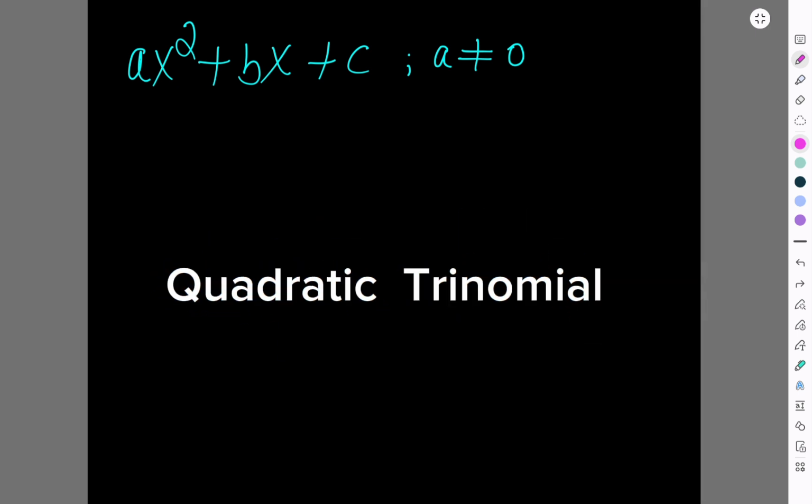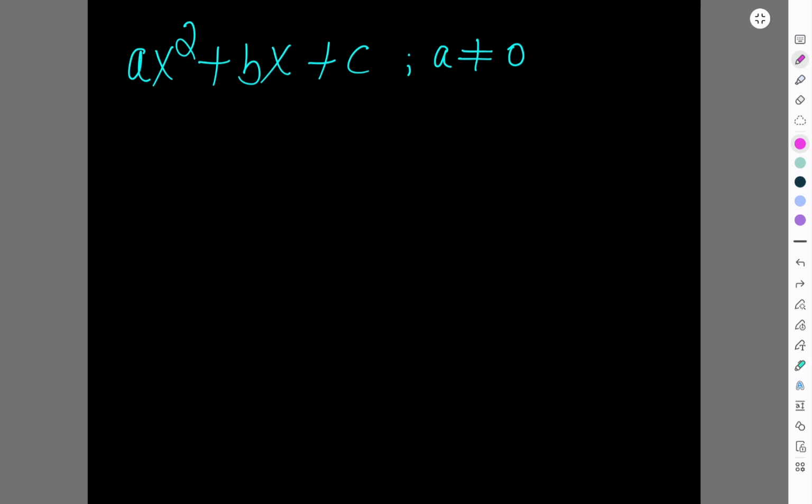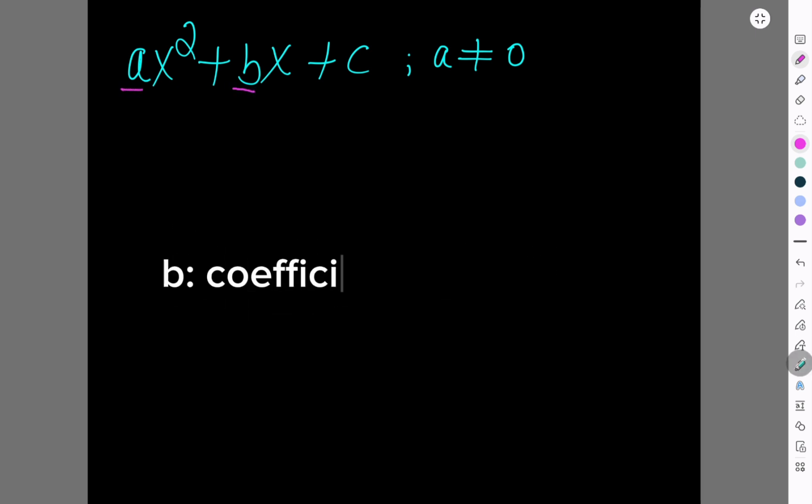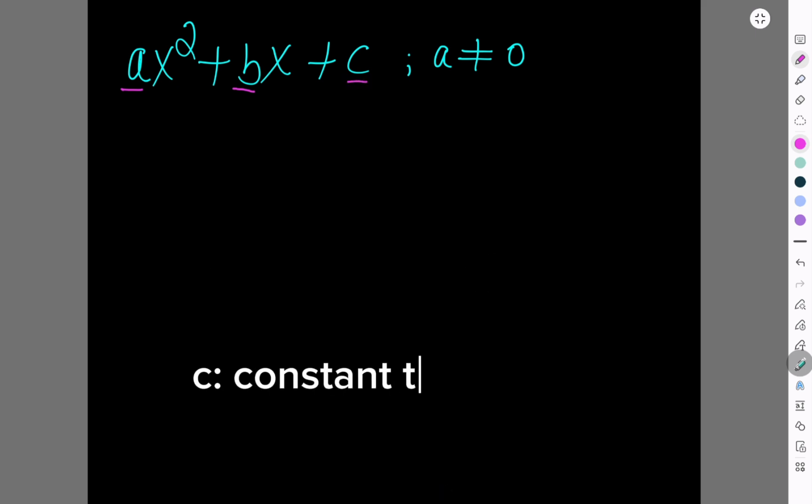The general form is ax squared plus bx plus c, where a, b, c are real numbers and a has to be different from 0. And a is the leading coefficient, b is the coefficient of the middle term or coefficient of x, and c is the constant term. To factorize this expression, we are going to consider two different cases.